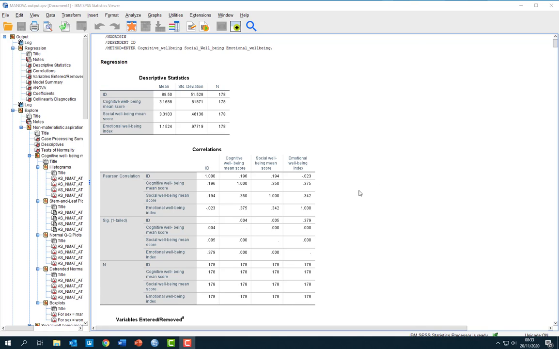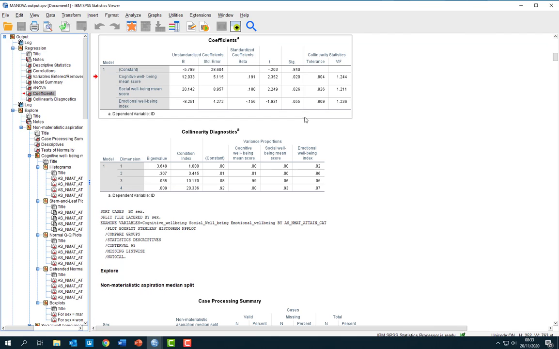To do that, we'd have to look at the coefficients table that we also produced. We can see that we have a tolerance and VIF value. If the VIF value, the variance inflation factor value, is greater than 10, we would have a problem. And the inverse of that, if the tolerance value is less than 0.1, we would have a problem and we'd need to deal with that. The problem would be multicollinearity. It would suggest that one of our variables is overlapping too much with one or both of the other variables.